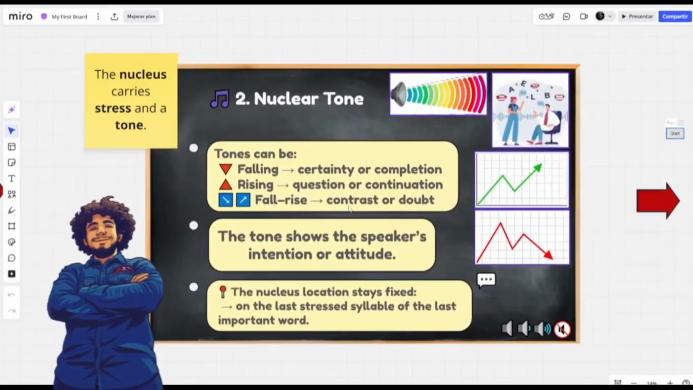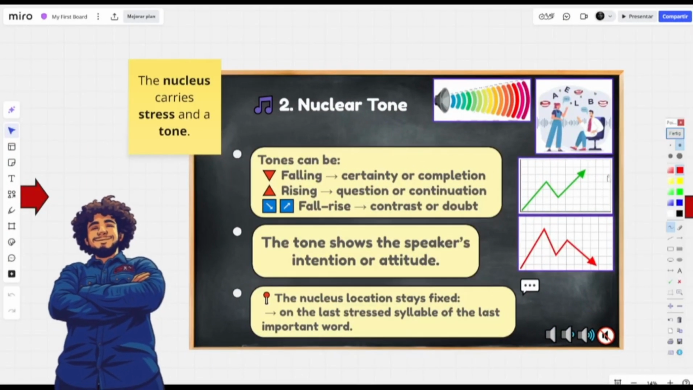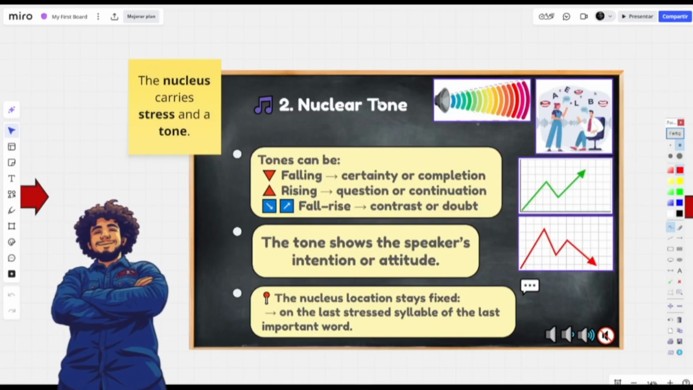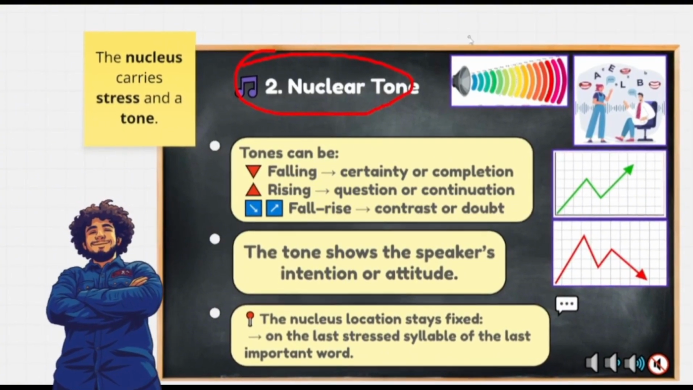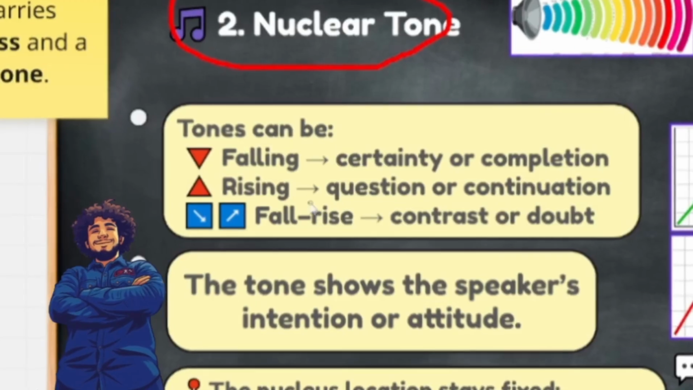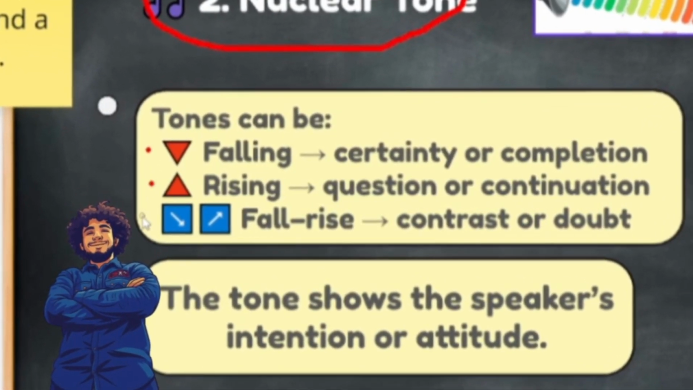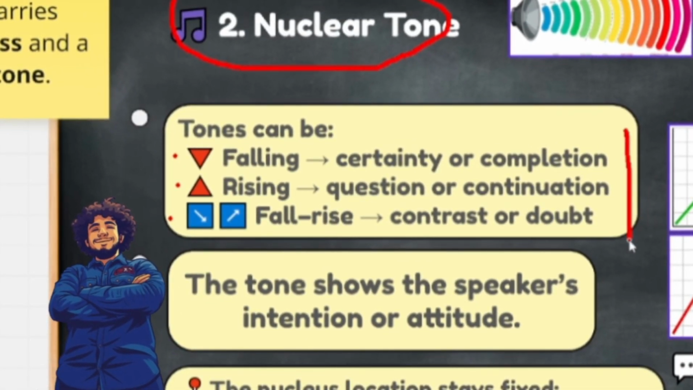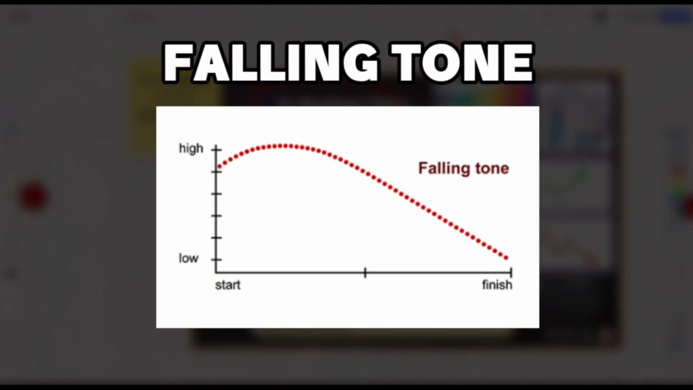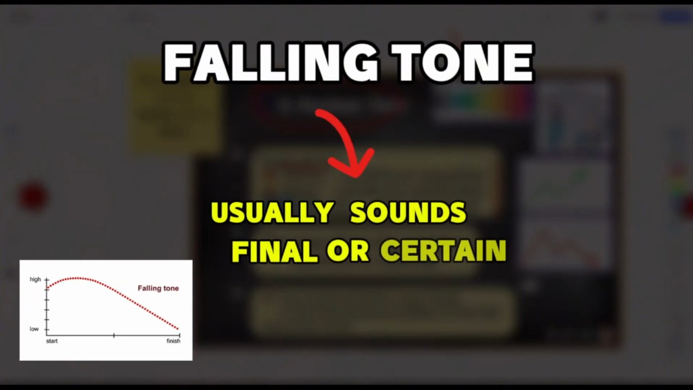Alright, now let's talk about nuclear tone. The nucleus doesn't just carry stress, it also carries a tone. So this tone can fall, rise, or fall-rise depending on what the speaker wants to express. For example, a falling tone usually sounds final or certain.